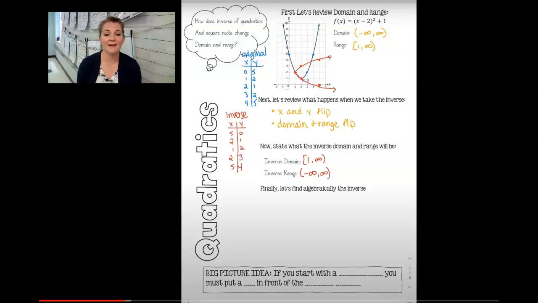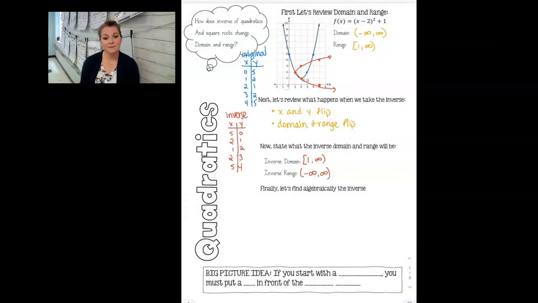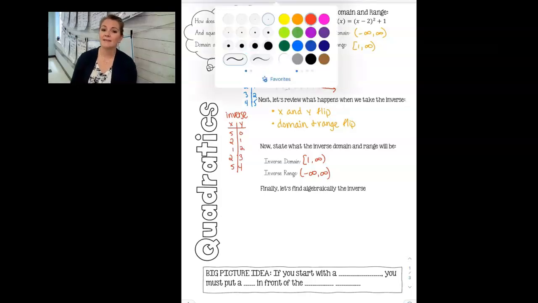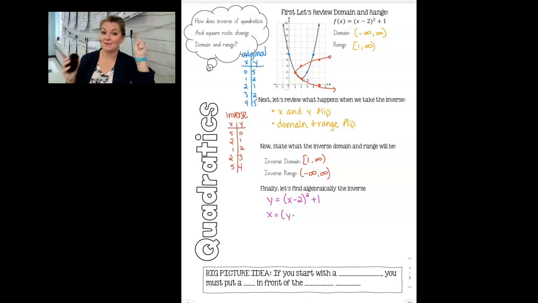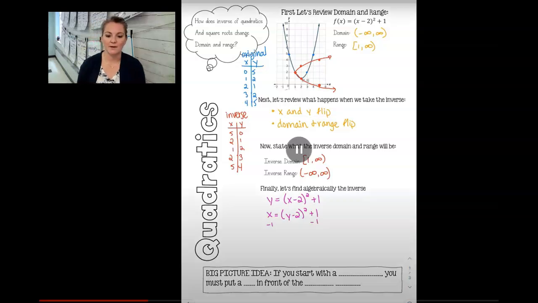Now let's talk about finding the inverse algebraically. We just spent a whole class period talking about that. So let's talk about how to find this one algebraically and see how that fits in with that graph that's up there. I'm going to go ahead and rewrite f of x as y as my first step. So y equals (x minus 2) squared plus 1. Flip your x and your y, because that's what an inverse does. So x equals (y minus 2) squared plus 1.